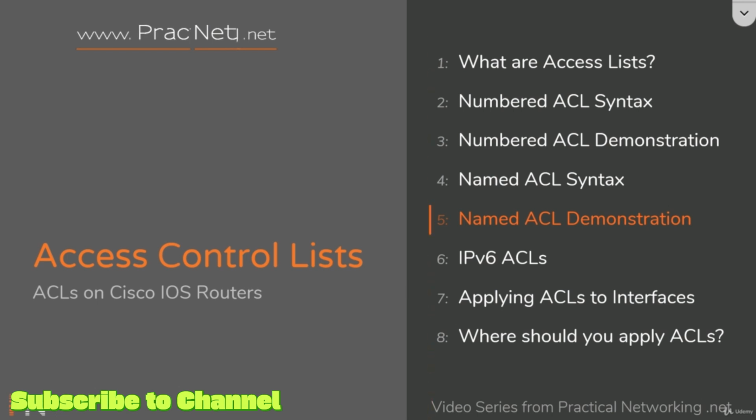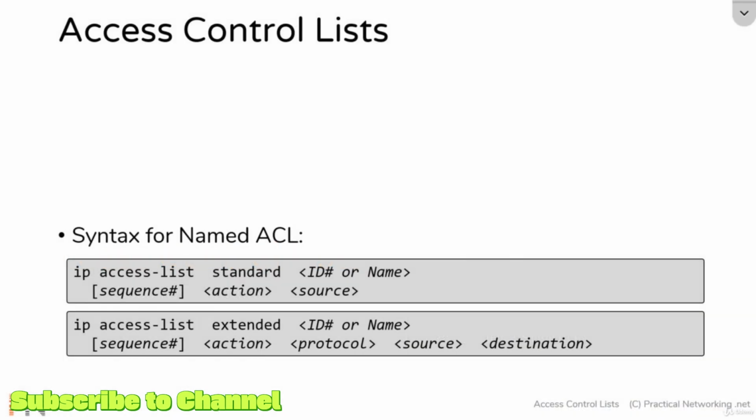This is video 5, where I'll be giving you a demonstration of the configuration of named access lists on a Cisco router. In the last video, we picked apart each of the fields in the syntax for named access list. If you're unsure what either of these fields mean, go and review the last videos.